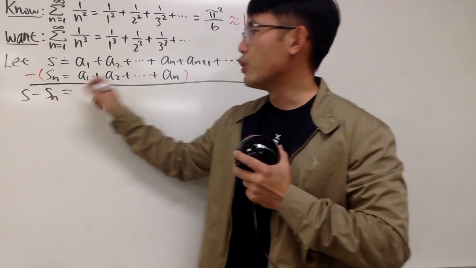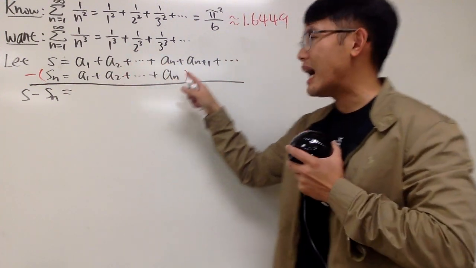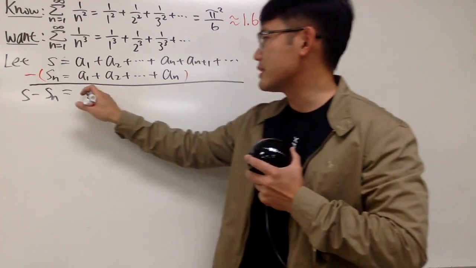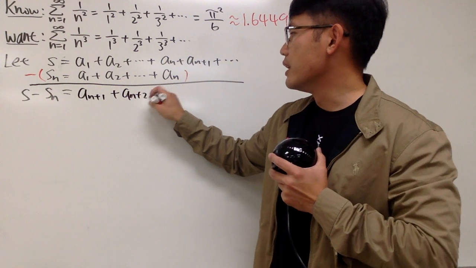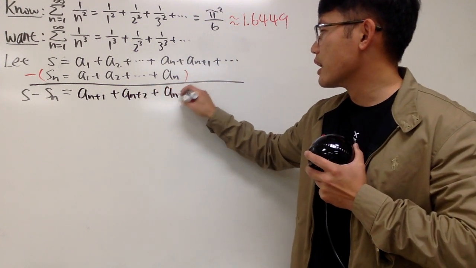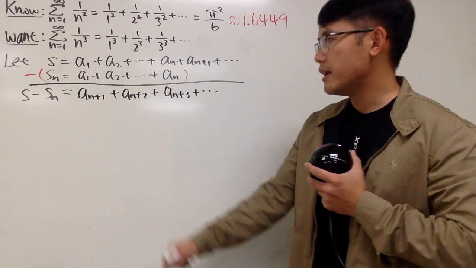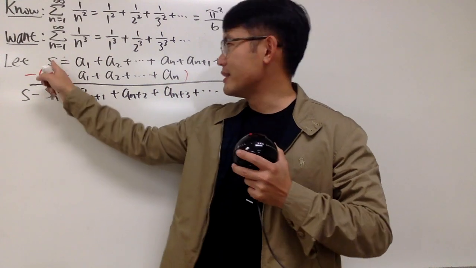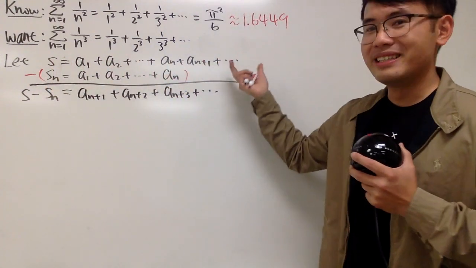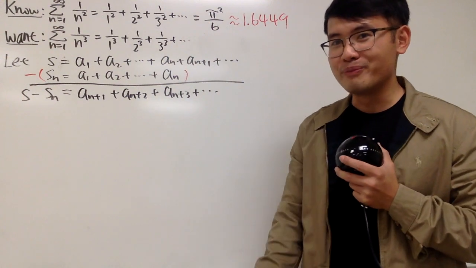And on the right-hand side, all of these terms cancel, and we have an plus 1 first, right here. And then next we have plus an plus 2, and then an plus 3, and then so on, so on, so on. Okay, now, here is the deal. This is our ultimate answer, right? The s, it's an infinite series. That's what we are trying to get, right? That's our ultimate goal.